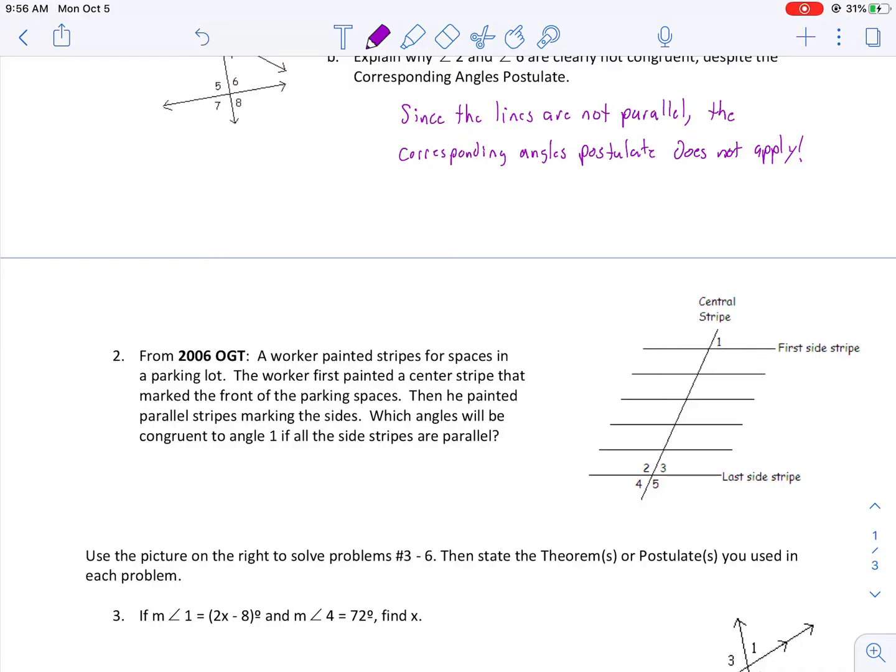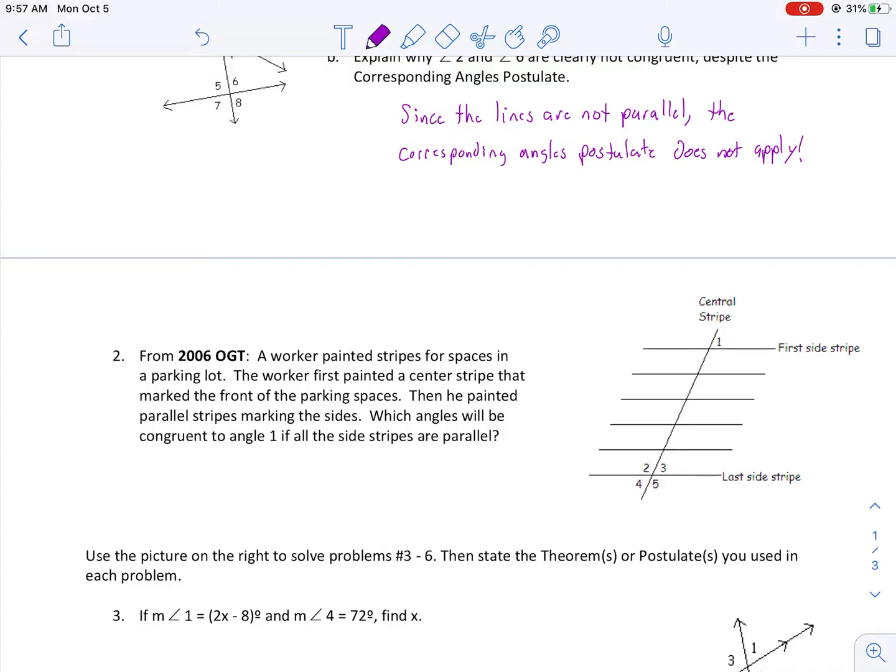All right, so here's an old school problem. You guys don't take the OGT, but this was on a standardized test from a long time ago. It says, a worker painted stripes for spaces in a parking lot. The worker first painted a center stripe that marked the front of the parking spaces. So that's talking about this one. Here's your center stripe. Then he painted parallel stripes marking the sides. So these are all parallel, all these going this way.